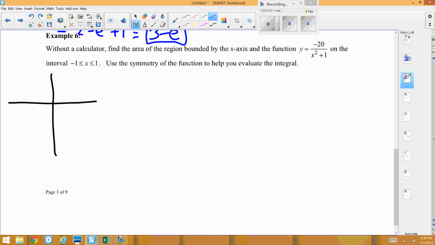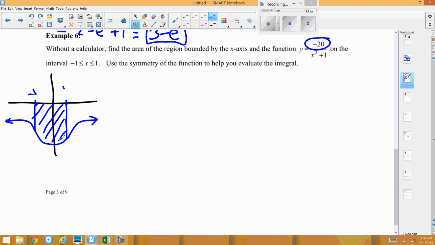And this one, if you graph it on a normal window, it kind of looks like this. But because that negative 20 is on the top, I know that this is going to max out, or really min out, at negative 20. So this looks something like this. And we want the values from negative 1 to 1, so we're talking about this area here.